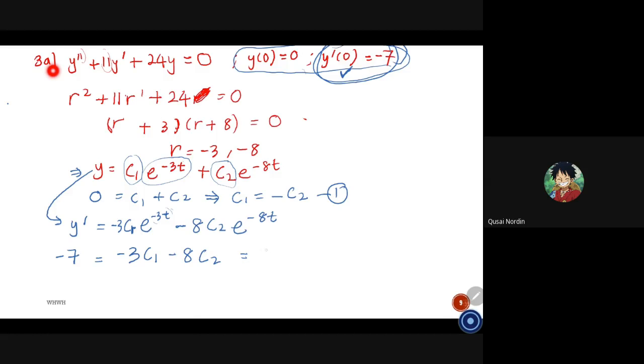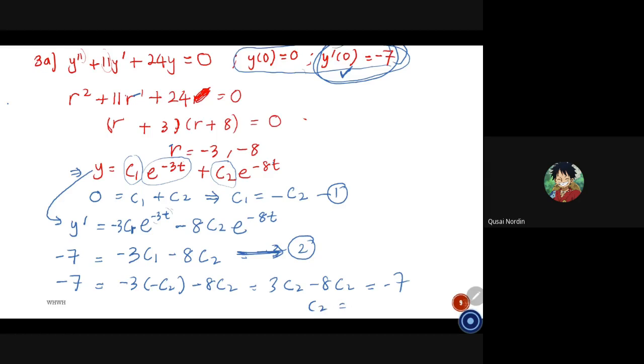So you can substitute into negative 3 C1. This is your second equation. So you may substitute C1 is equals to negative C2. I replace C1 with negative C2. So we have negative C2 minus 8C2. Negative 3 times negative C2, you will get 3C2 minus 8C2 is equals to negative 7.